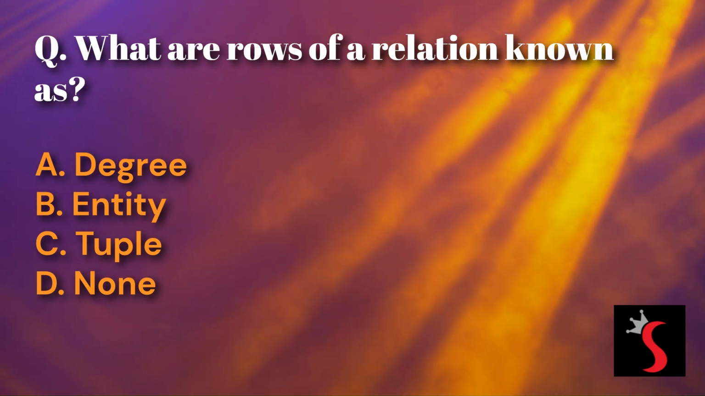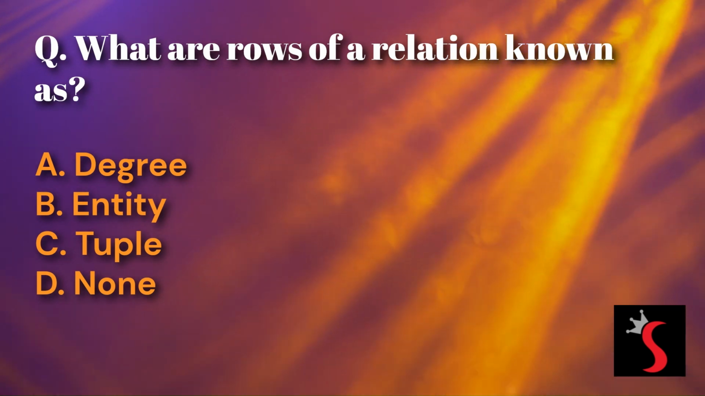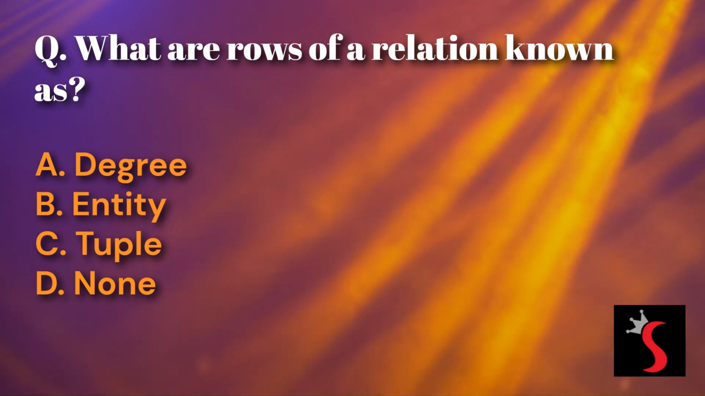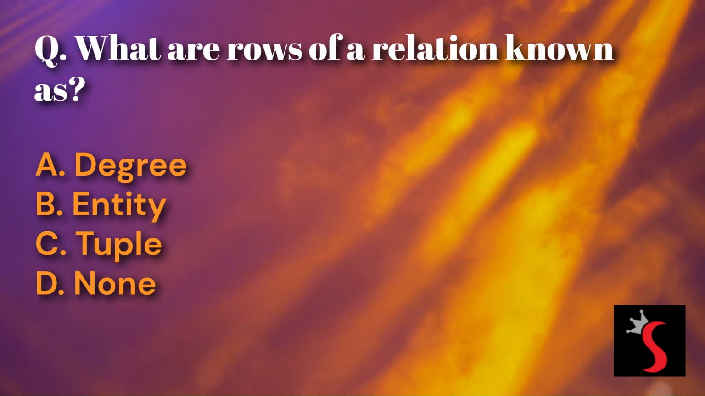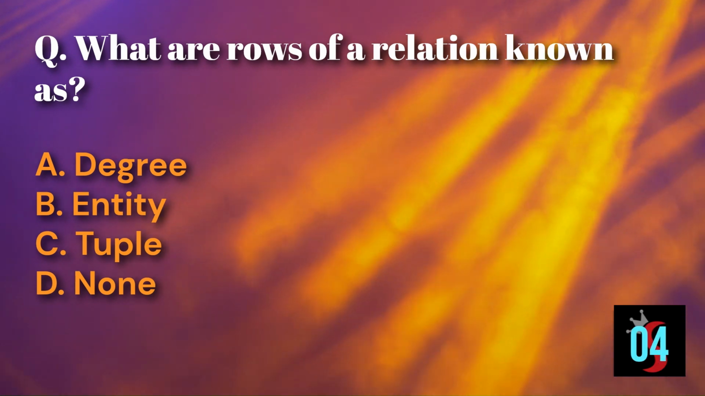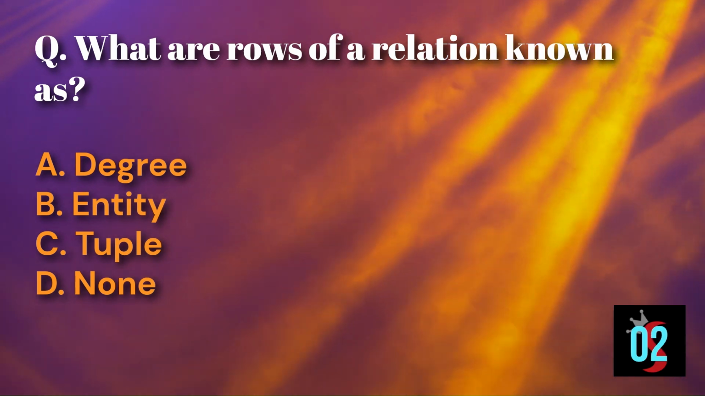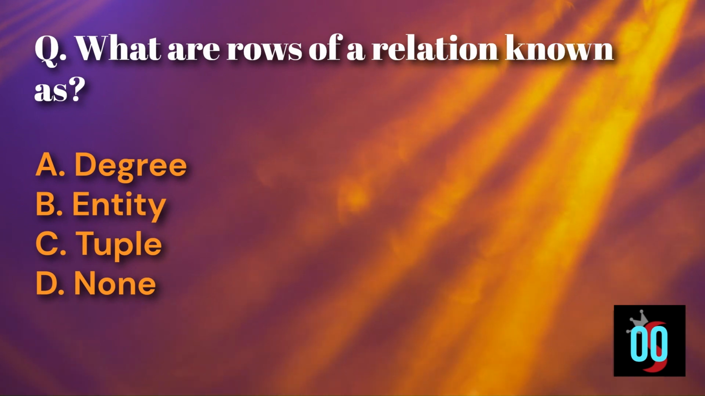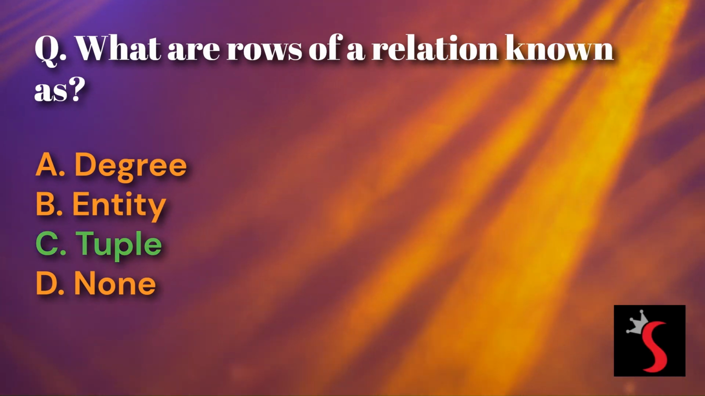What are rows of a relation known as? A. Degree. B. Entity. C. Tuple. D. None. And correct answer is option C.